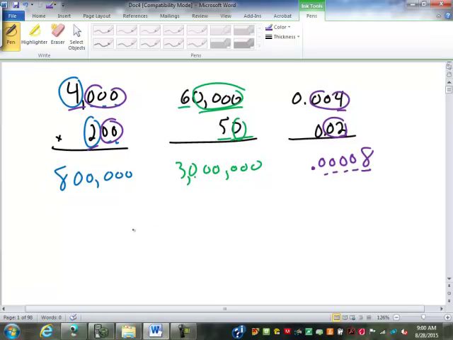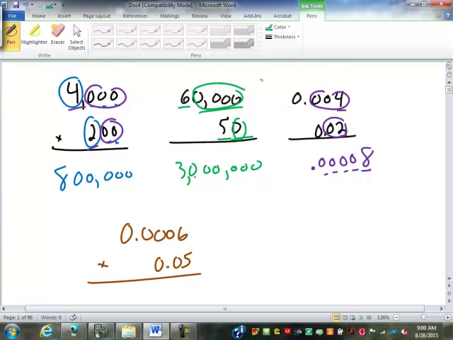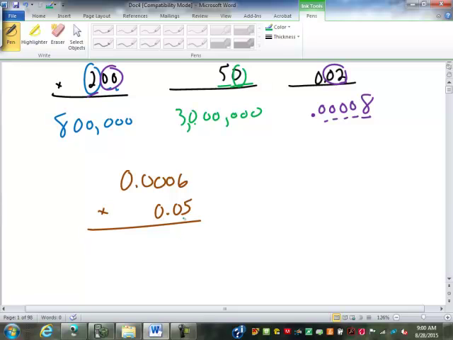So if I had 6 10,000ths times 500ths, I'm going to get 30. Then I have to have 1, 2, 3, 4, 5, 6 decimal places. Now this 0 does count: 1, 2, 3, 4, 5, 6 decimal places. Make sense?